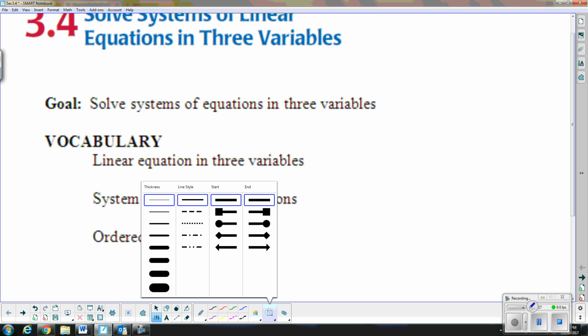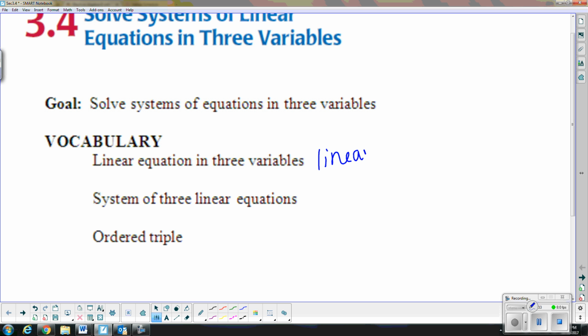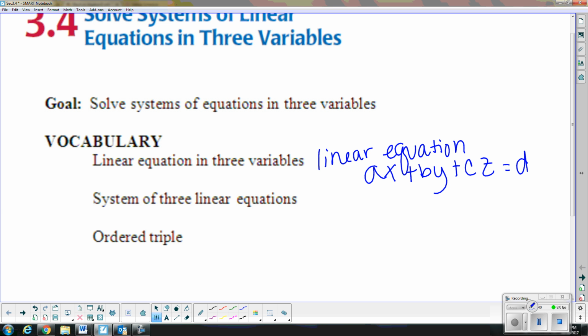All right, so this is our linear equation. And it's in the form with 3 variables, so it's ax plus by. So x is a variable, y is a variable, z is a variable. So before we had ax plus by equals c, but we're throwing in this third variable, z, and this is where a, b, and c do not equal 0.